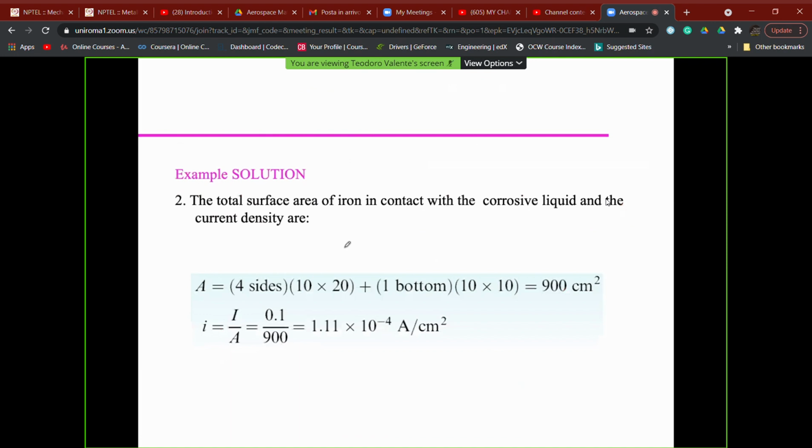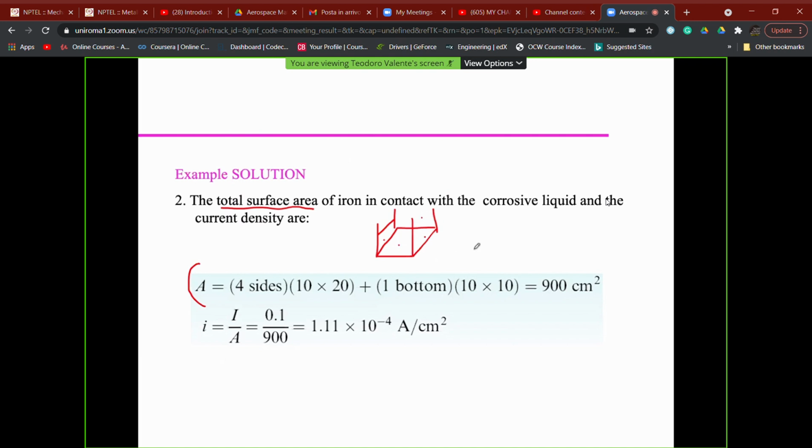But well, this is also very simple, because we just calculate the total surface of iron which is in contact with this corrosive liquid, according to the dimensions that we have given before, because we do have a square based container filled up to 20 centimeters, and so we need to take care of this surface, this surface, this surface.